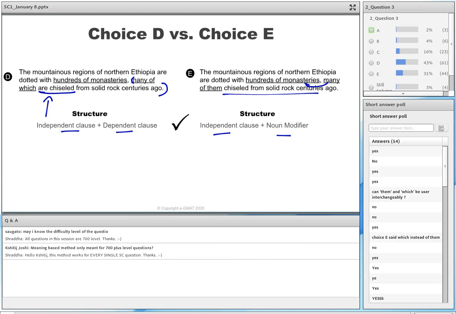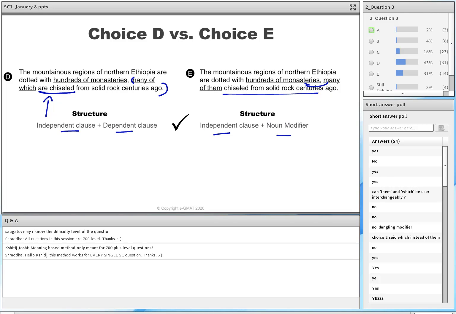I'm not saying that you can use which and them interchangeably. When you use them, they go by very specific structures. They have their very specific structures to follow. So if you use them with their correct structure, their usage will be correct. So don't try to learn the usage of them in which as them versus which. No, don't try to do that. If you really want to study the structure of this whole thing, many of which are chiseled from solid rock centuries, many of them chiseled from solid rock centuries. There is really no need for that verb in choice E, but we need that verb in choice D because of these two different words that we are using.